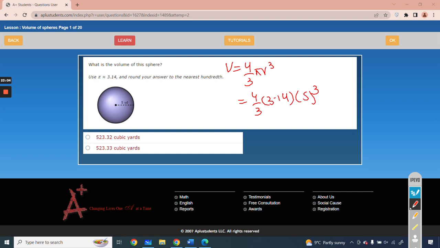So let me just use the calculator. So it is 5 times 5 times 5 is 125 times 3.14 times 4. It is 1570 divided by 3. So it is 523.33. Got it? So option number 2 is the correct option. Just select the correct option, then click on the OK button.